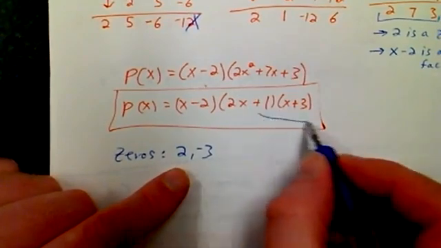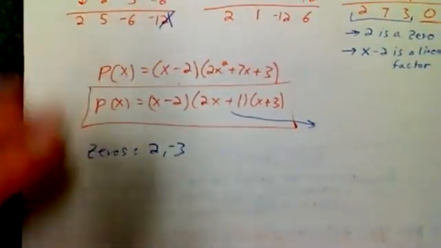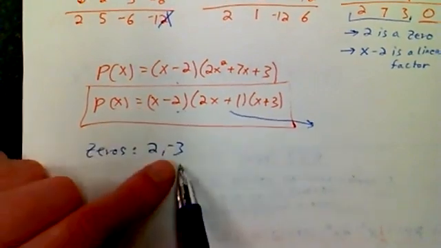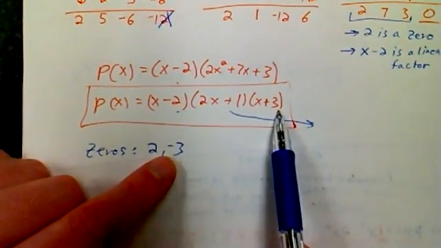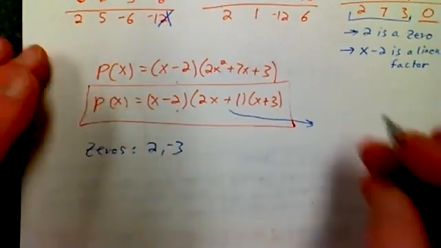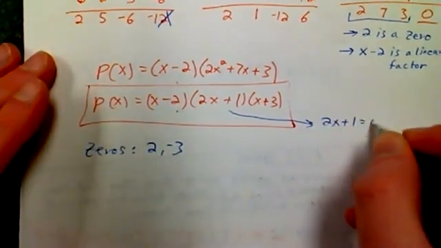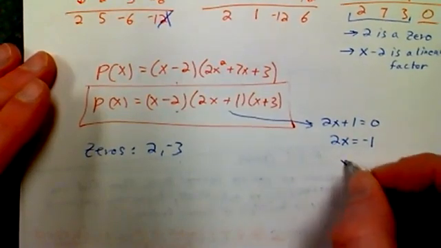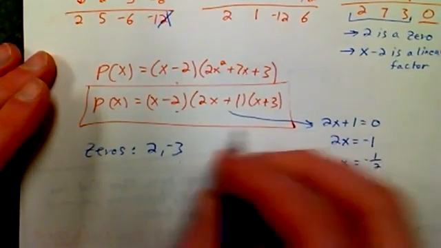And then these ones, sometimes you just need a little work. So how did I find this? I just said, well, how does this equal 0? And how did I find this one? I said, how does this equal 0? So I'm going to look at this one and say, well, what's x when this is equal to 0? 2x would be -1. x would be -1/2.